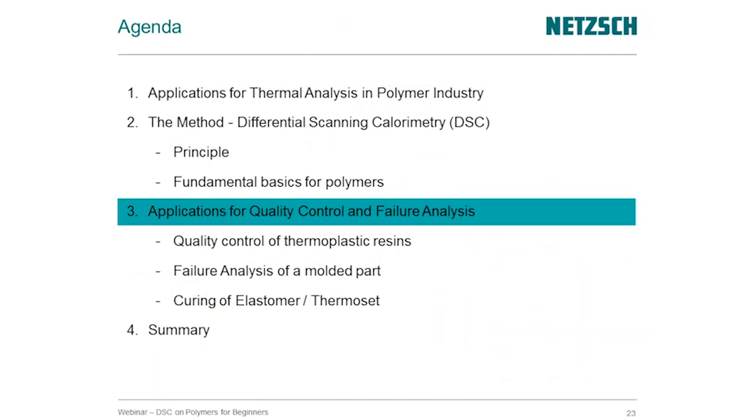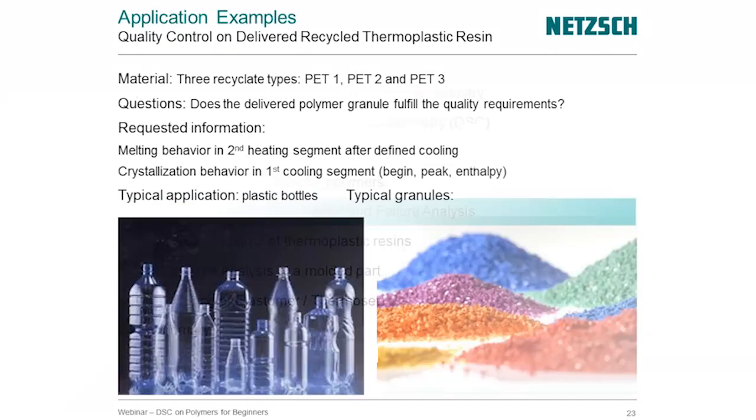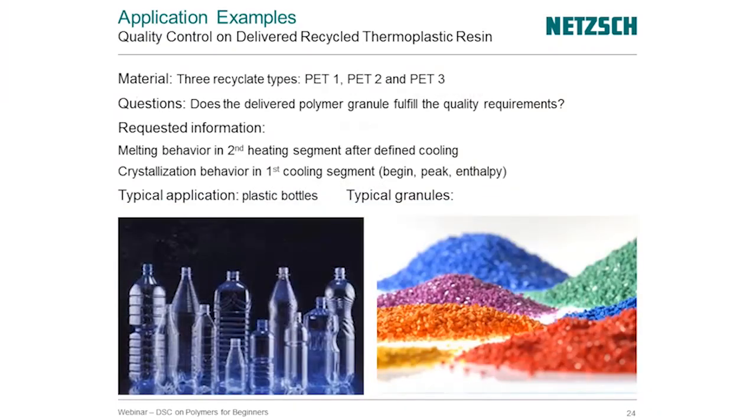So that's some basics on principles and fundamentals of polymers. Now let's look at applications for quality control and failure analysis. Here's a good example. A molder is looking at some recycled material, and we'll call those PET, for polyethylene terephthalate, PET 1, 2, and 3. This particular molder wants to know how this recycled resin compares. Am I getting the same material? Will it behave the same across the board?